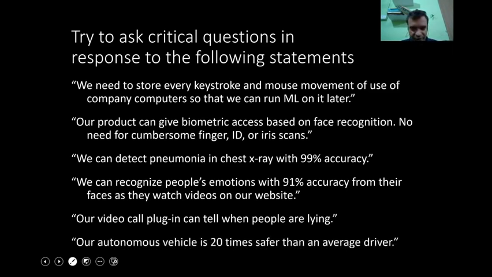"Our autonomous vehicle is 20 times safer than an average driver." Again, what was it trained on? Was it trained in New York, and now you're trying to bring that into New Delhi? Very different driving scenario, trust me. What does it mean, 20 times safer? Is it based on per mile driven, compared to the average number of human accidents?